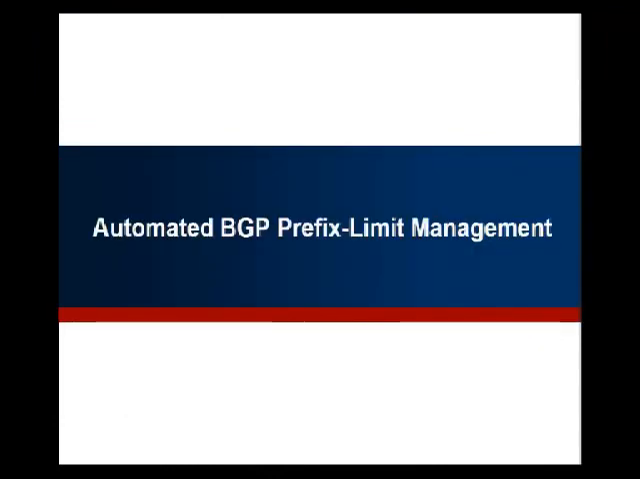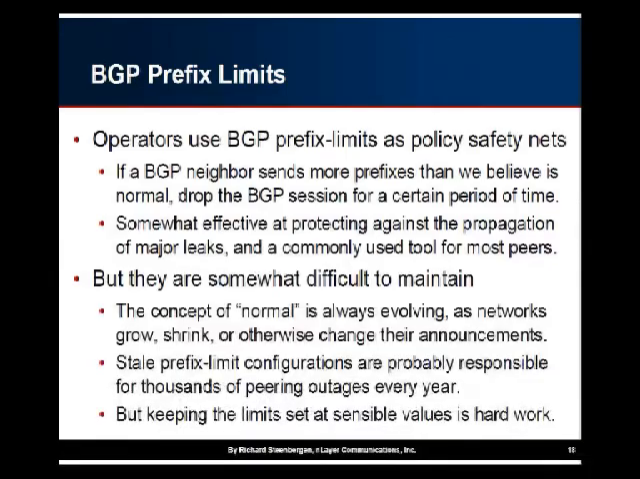The other one that I did was an op script. This is automated BGP prefix list management. So today operators use prefix limits for safety nets. If we configure a peer that we expect to send 5,000 routes, we might configure a policy that says up to 10,000. And if they send more than 10,000, we're going to drop the session because something's wrong. It's a workaround around not having good filters, but it's pretty effective.